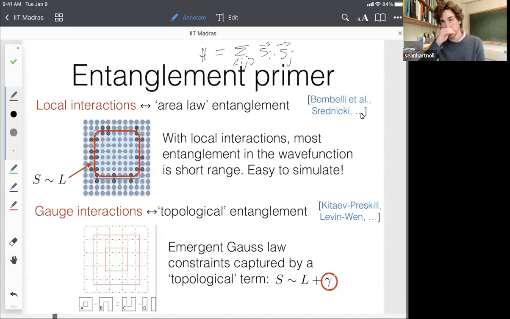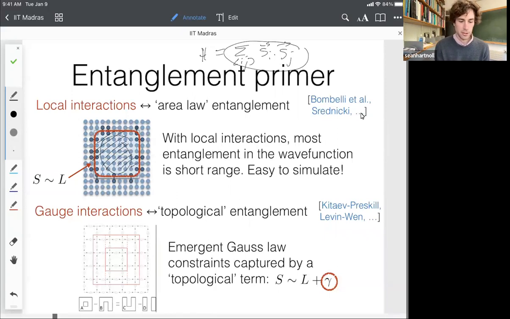But it could be anything. And local means, for example, some finite range interactions. So you can prove with some assumptions that when the interactions are local, if I take a region here, and I ask what's the entanglement in the ground state wave function of all the spins in here with all the spins outside, you get what's called an area law, although in this case it's more of a perimeter.